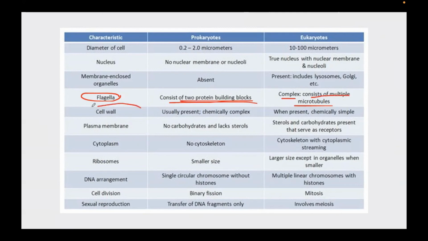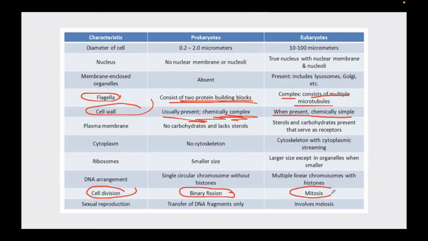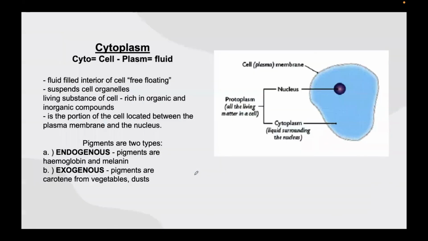For the cell wall, importante din po yan. For the prokaryotes, usually present and chemically complex. For the eukaryotes, when present, chemically simple lang. Ano pa ba? Cell division, importante din yan. Sa prokaryotes, binary fission. Sa ating mga eukaryotes, mitosis ang ating cell division. What else? Yun lang naman. Okay?